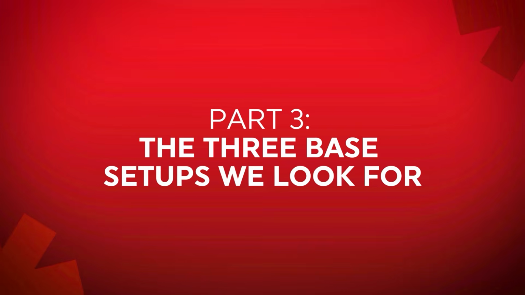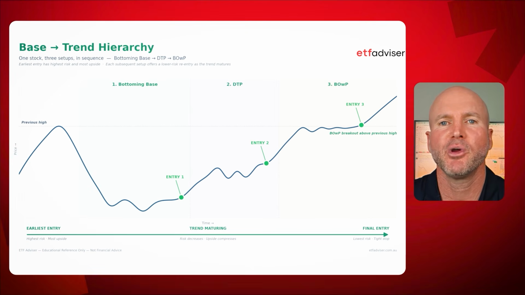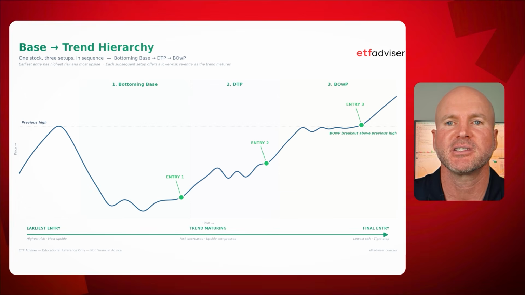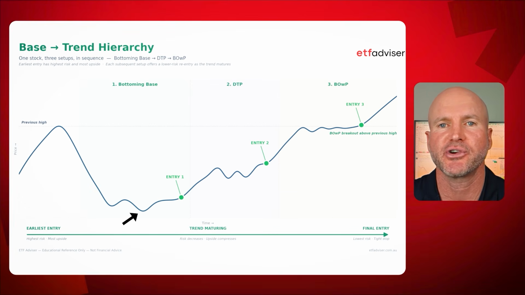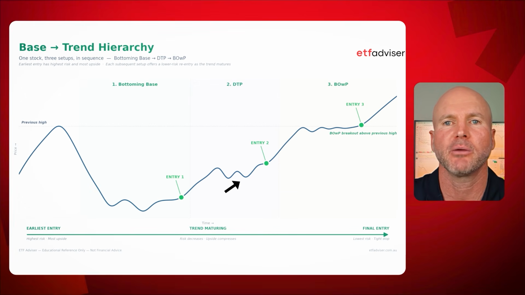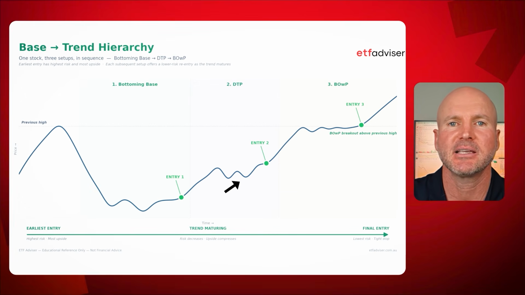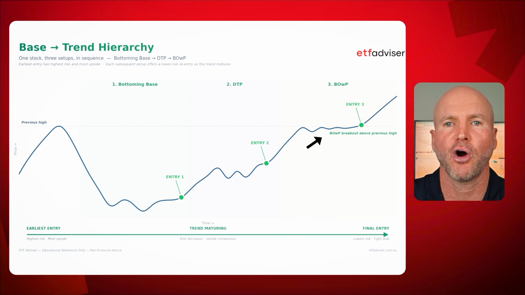Part 3, the 3 base setups we look for. When an ETF is moving from base to trend, there are 3 main setups to look for. They often appear in sequence as the recovery matures. We've got the bottoming base, which is the earliest entry, the biggest upside with the lowest hit rate. We've got the DTP, which is double bottom, trend line, and pivot. This is a cleaner secondary entry. And the breakout with pivot, which is the most mature, cleanest, and often the highest hit rate.